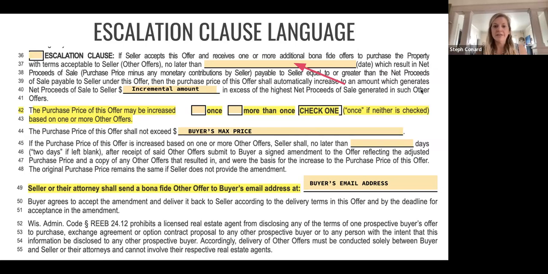So again, just a lot clearer in terms of the logistics of the escalation clause and how it is mapped out. But now we'll get to the unclear part with some examples of how they can play off of one another in terms of whether or not the purchase price is going to be increased once or more than once. Any questions at this point? Okay.